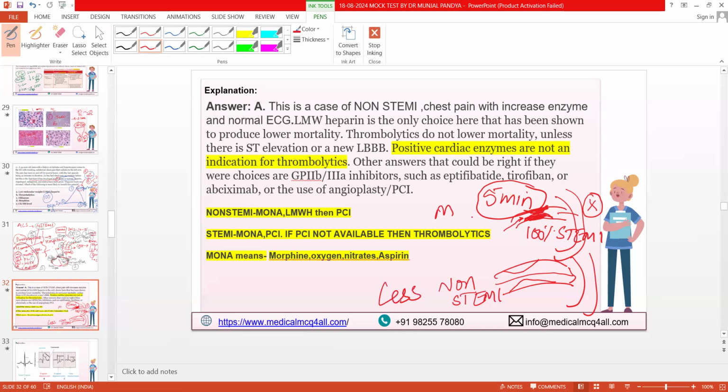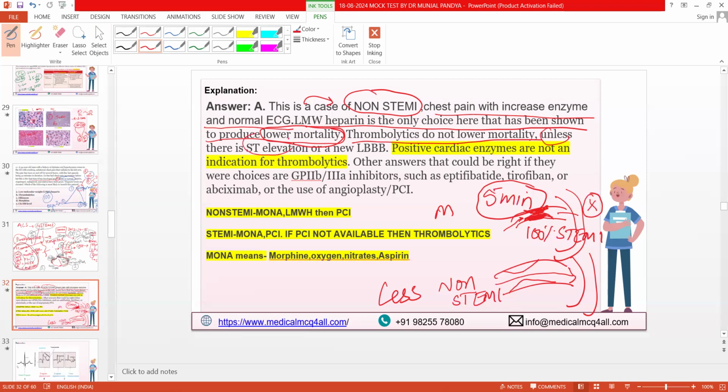This is again a question, right? So this is what the thing is. This case is of non-STEMI because ECG is normal, chest pain, increased enzymes, and normal ECG indicates it is non-STEMI. LMWH, low molecular weight heparin, is the only choice shown to produce lower mortality. Mortality means death. Thrombolytic does not lower the mortality. So in non-STEMI, if you give the thrombolytic, it will not change the prognosis. The same number of people will die as with low molecular weight heparin. So there is no additional mortality advantage. It is clearly proven, right? So that is why thrombolytic is not given in this patient.